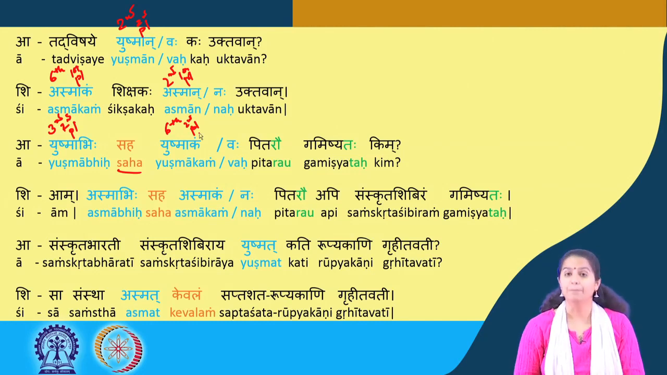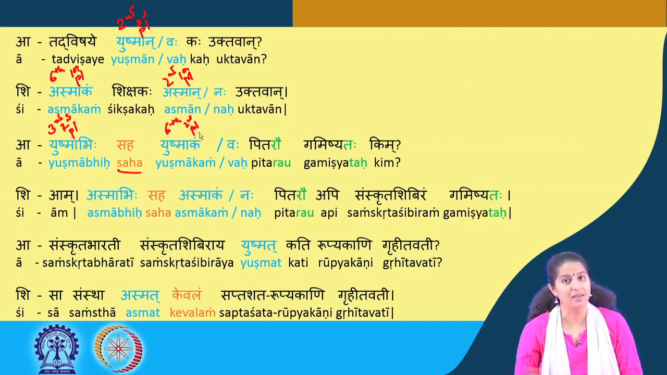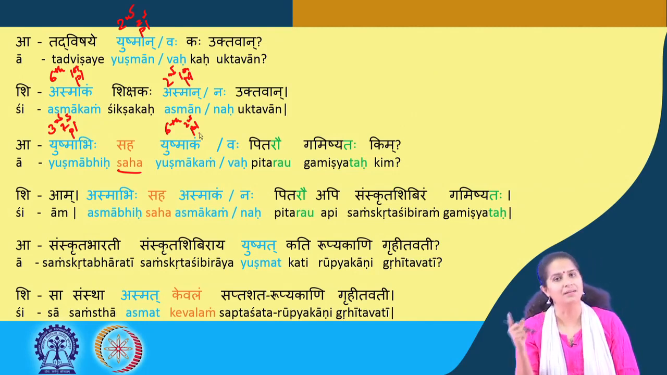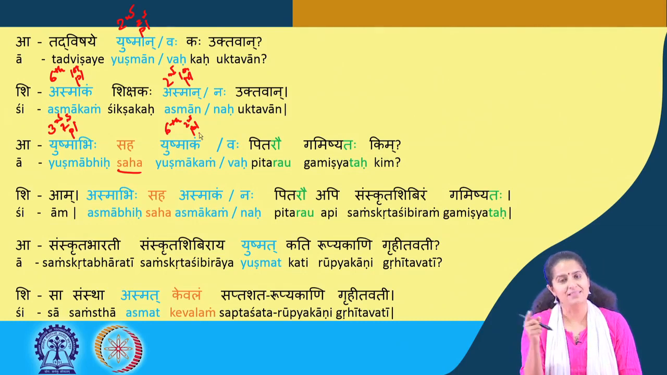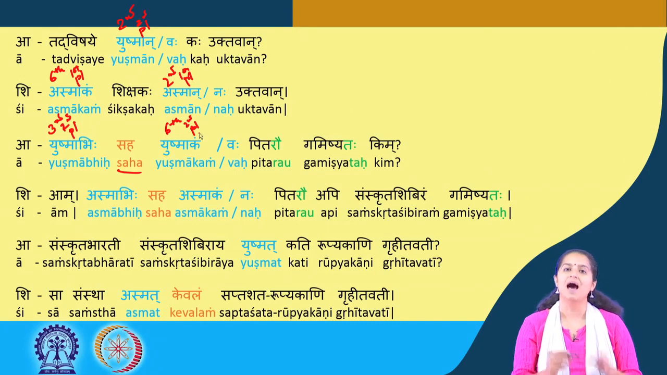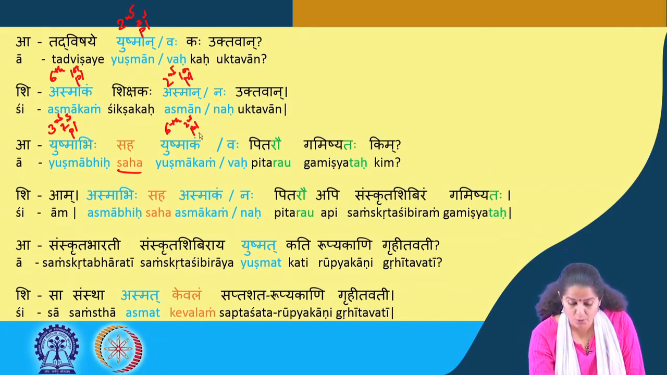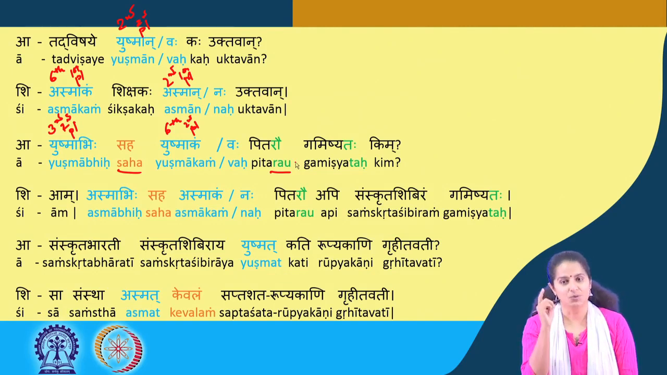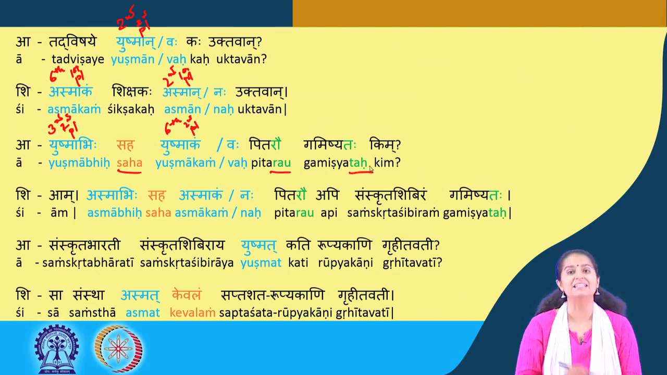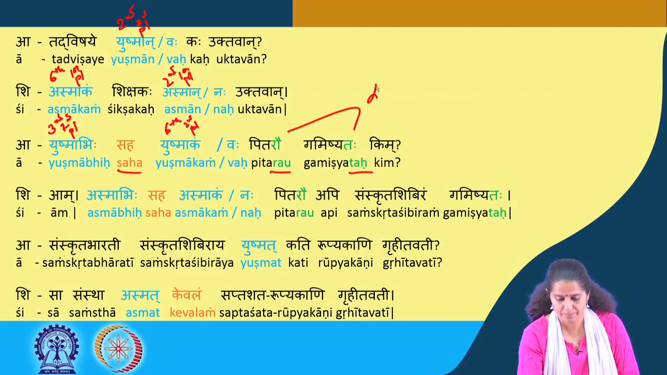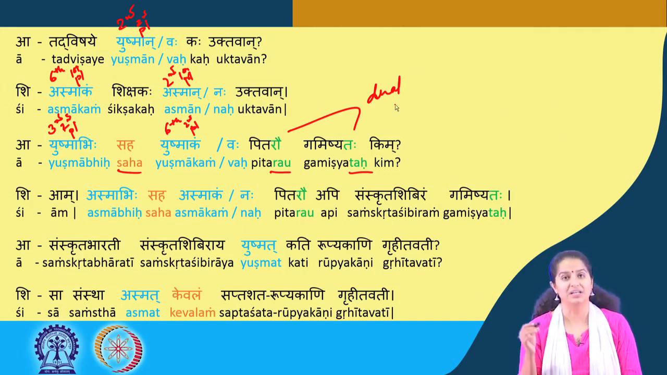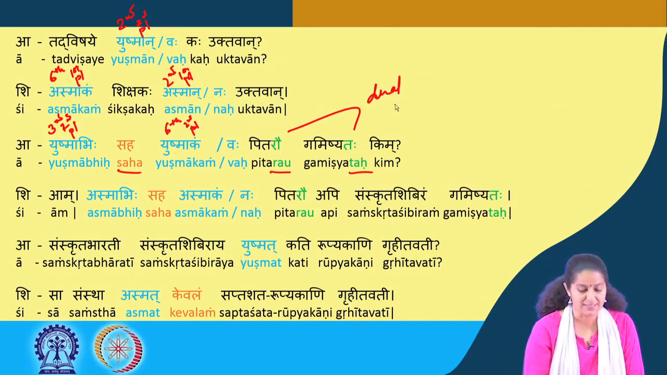Yushmakam or vaha pitarau gamishyatah kim. So pitarau is the dual case indicating pita cha mata cha. So the father and the mother, which becomes the couple of the parents. So it's the couple of the parents, and therefore pitarau. And what do we notice there? That the verb becomes gamishyatah. So the tah here indicates the dual case for the word pitarau. Okay, so pitarau gamishyatah kim, and the answer is am.